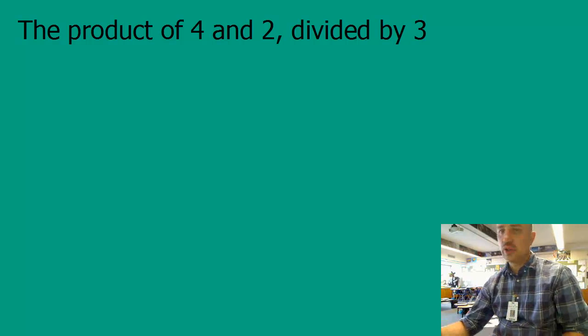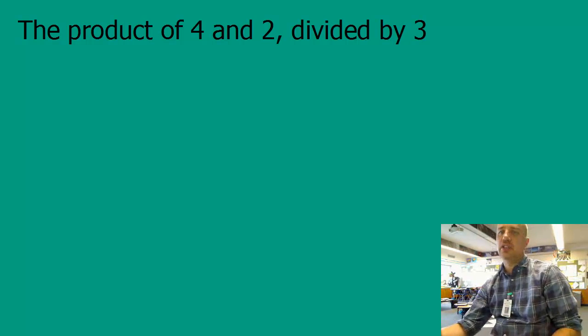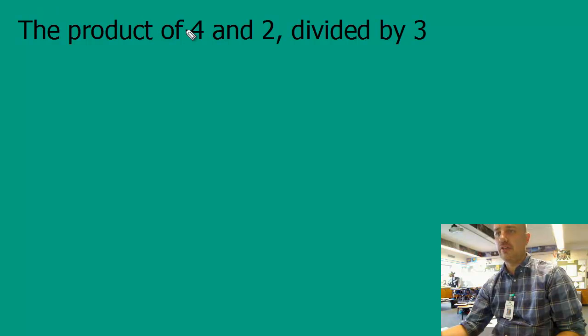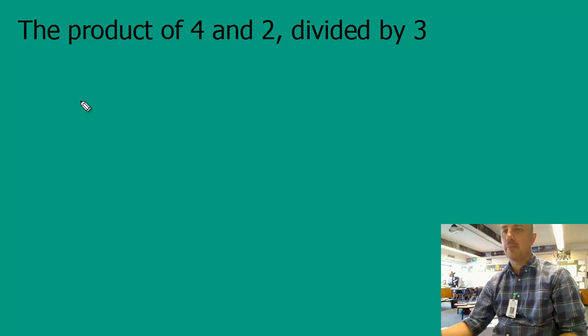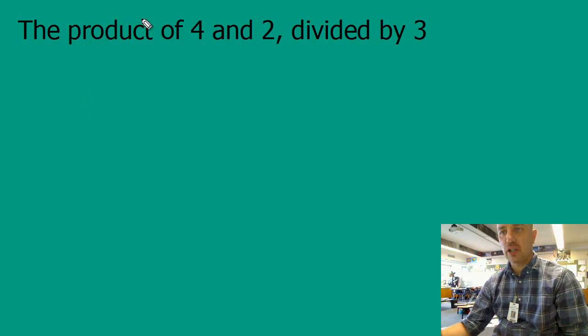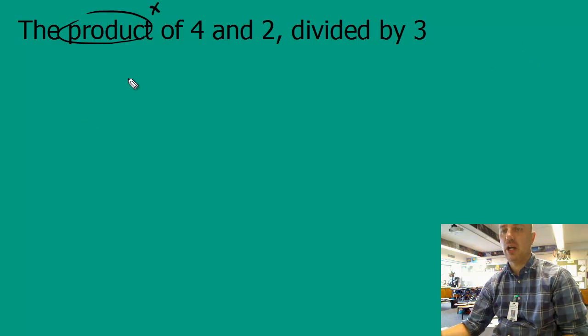Okay. So here's our problem. You'll notice this is in word form. I have the product of 4 and 2 divided by 3. Awesome. When I look at this, the word product means multiplication. So that tells me I need to multiply. So the product of 4 and 2, I'm going to be multiplying 4 and 2, and then I'm going to divide by 3.